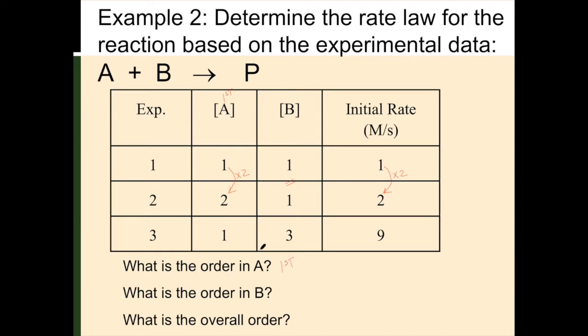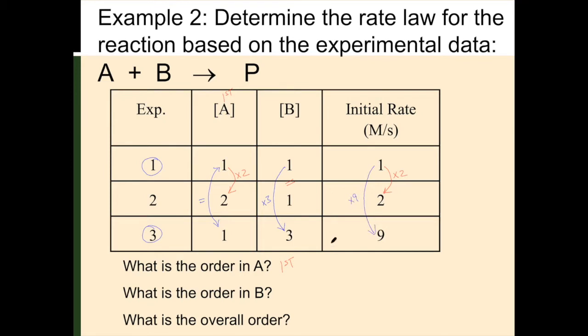Okay, so now I need to find out what the order for B is. And in order to do that, I need to find 2 experiments where A is held constant, but B changes. And so I'll do that by comparing experiment 1 versus experiment 3. Because if you look, A stays the same between experiment 1 and experiment 3, but the concentration of B changes. It goes up by a factor of 3, so it's multiplied by 3. Well, multiplying the concentration of B by a factor of 3 causes the rate of the reaction to go up by a factor of 9.